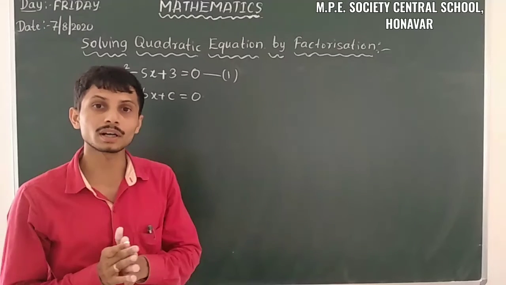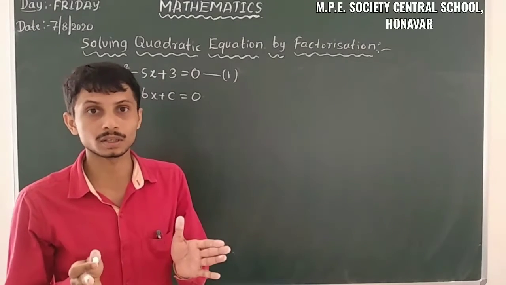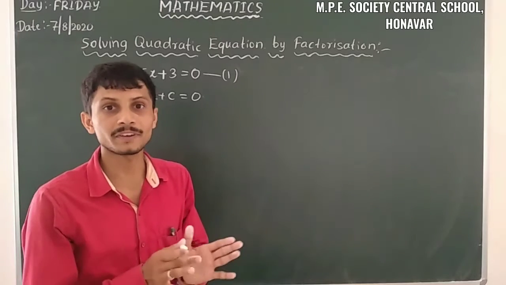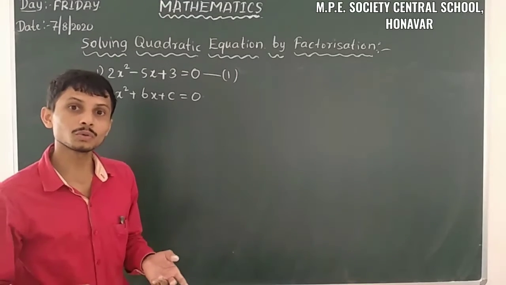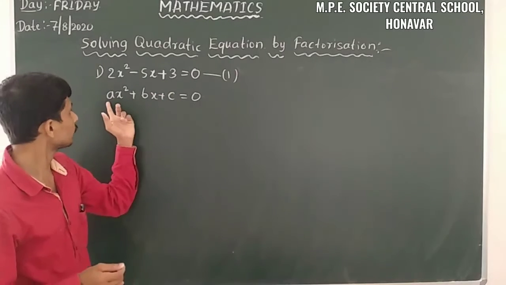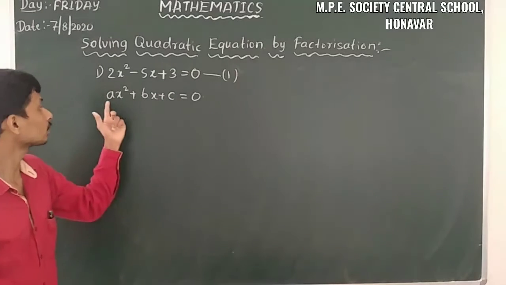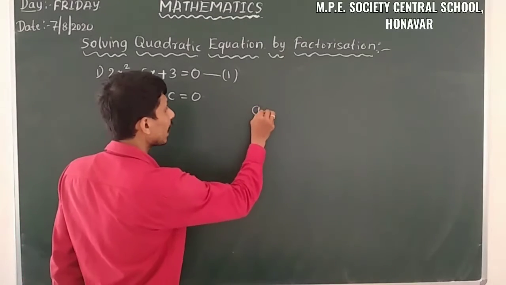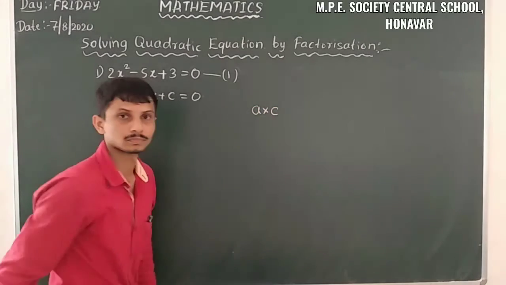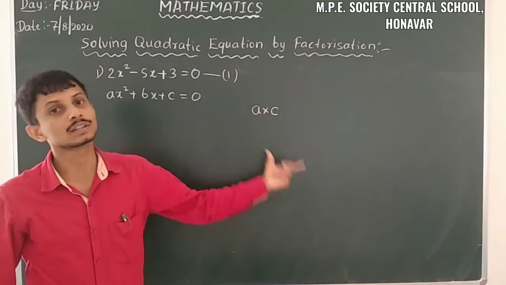We are solving this quadratic equation by factorization, which means we have to split the middle term here. So we have to solve this factorization by splitting the middle term. What we have to do is first take the value of a and the value of c, that is, the coefficient of x square and the constant term. Firstly we have to multiply those two, a into c.